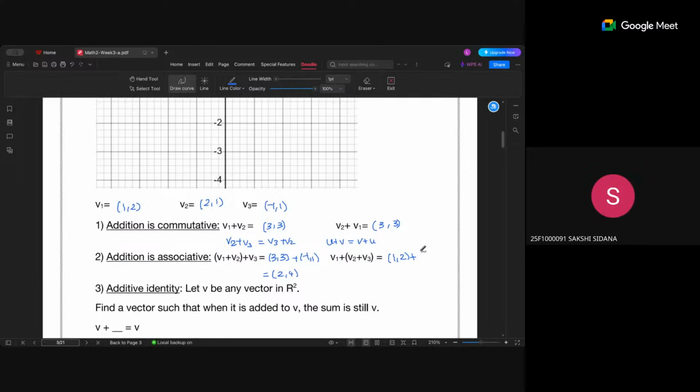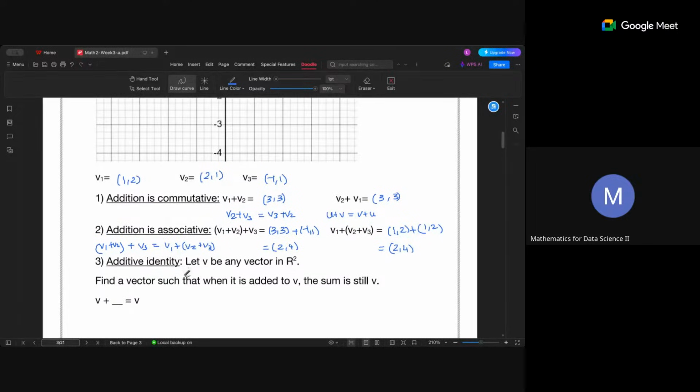1, 2. 1, 2. Okay. Now what is the sum of these two vectors? 3, 2, 4... 2, 4, 2, sorry. So what is that you see? V1 plus V2 first and then adding V3 is the same as V1 plus V2 plus V3. So addition is associative if these values are the same.